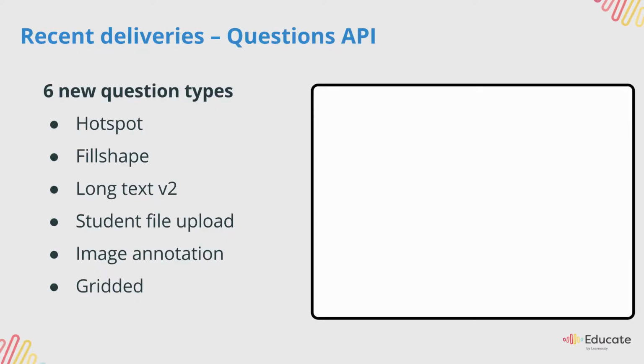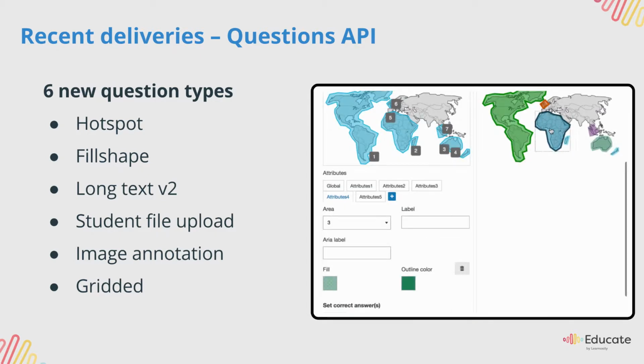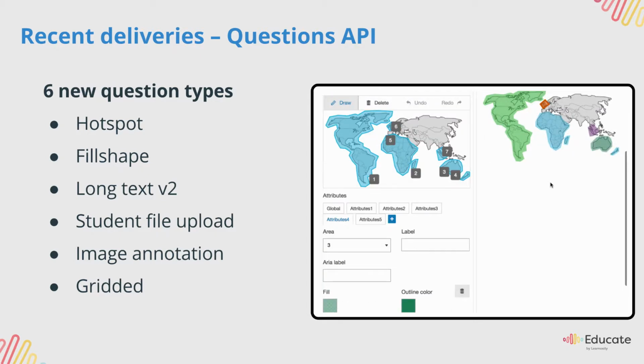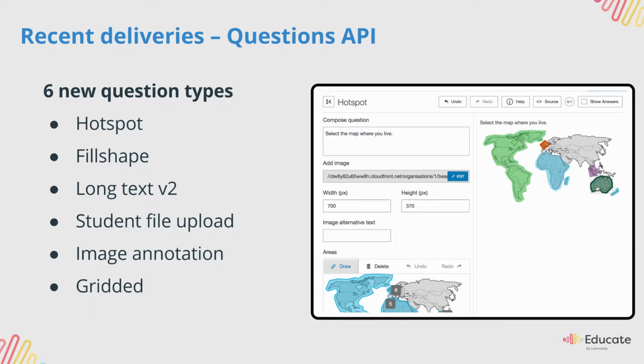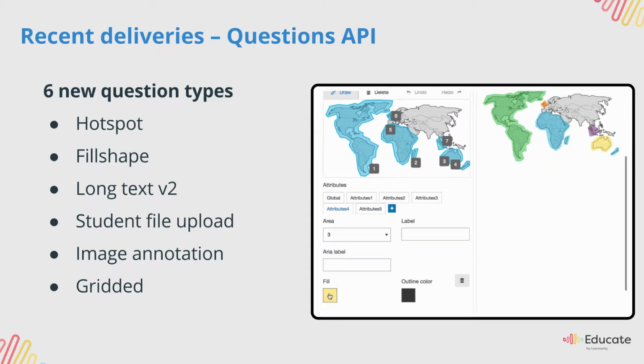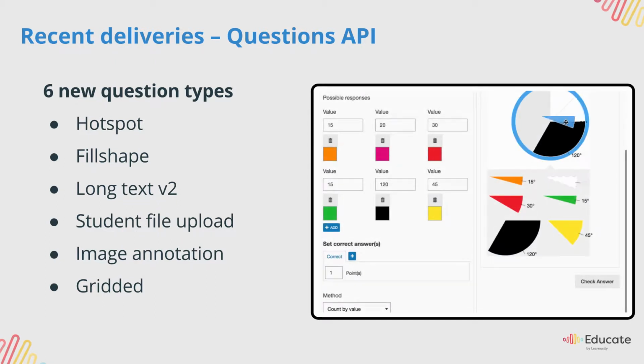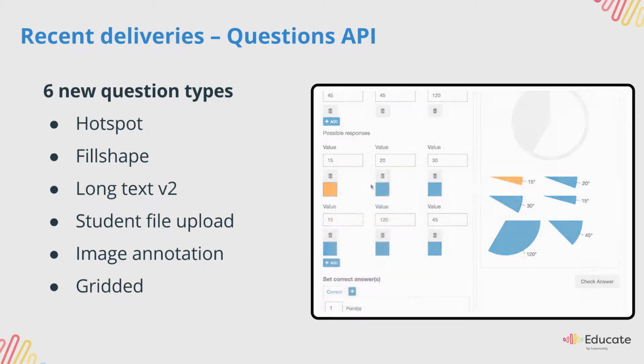As Gavin mentioned, we introduced 6 new question types over the last year. The first one of these is our hotspot question type. Some of you are probably familiar with already. So this allows your authors to upload an image and outline target regions or hotspots within that image for validation. So as part of the student's response, they will select a particular region on that image. Our fill shape we introduced to allow you to assess students against their knowledge on degrees and percentages and fractions.